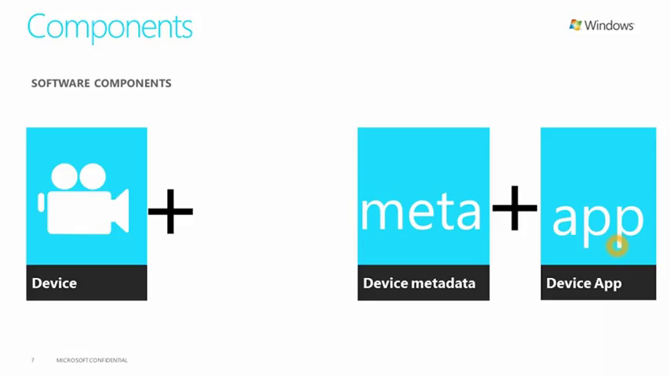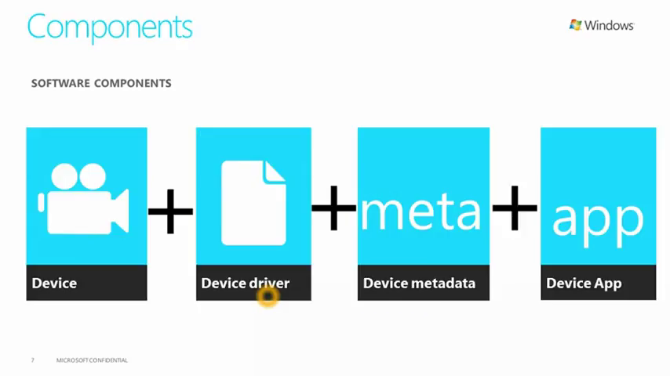What are the components involved? Well, there's your device, there's your application, and then there's metadata. And metadata is an XML file that contains references to your device and to the app. And so it is what binds your device to your application so that you can get an automatic download. As well, some of you will have a driver, and we'll talk about how that works in this system.